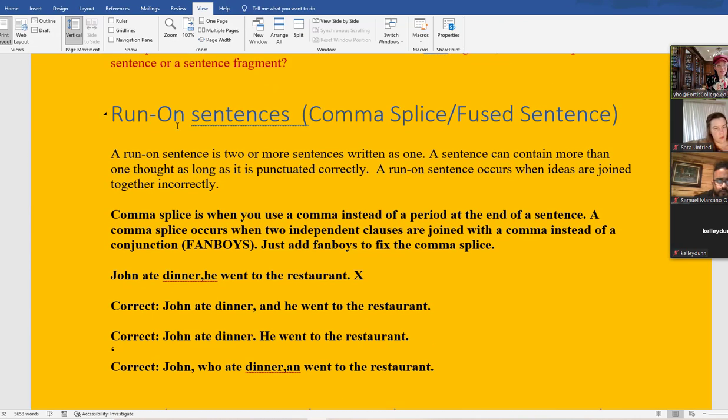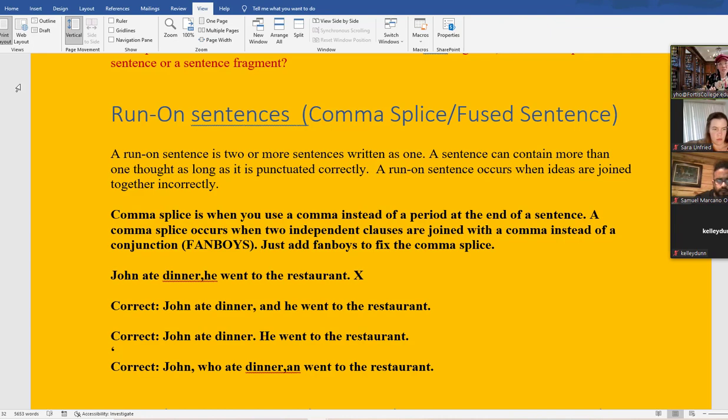And then run-on sentences. A run-on sentence is two or more sentences written as one. So if you have two sentences but no period, and you just say, "Robert eats steak he likes to sleep after dinner," with no comma and no period, then you have two sentences that run together. That's called a run-on sentence.